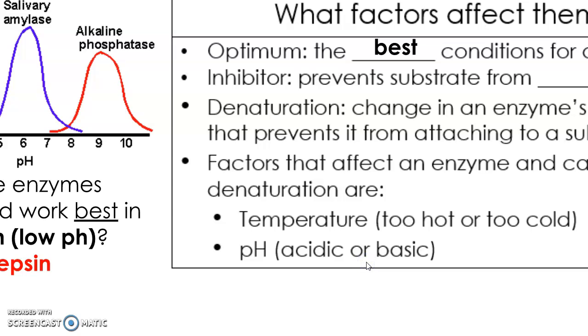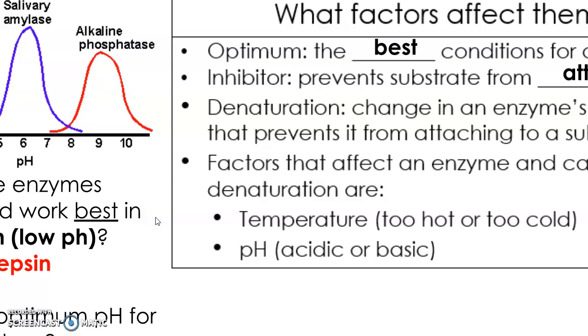So which of the enzymes above would work best in the stomach? I already clicked it, but pepsin because the pH is lower. What is the optimum pH for salivary amylase? So here's salivary amylase, and the pH that's optimum is 6.